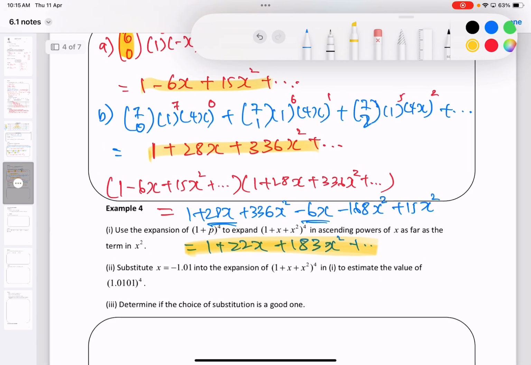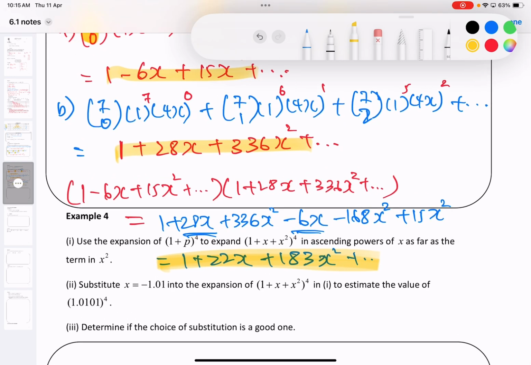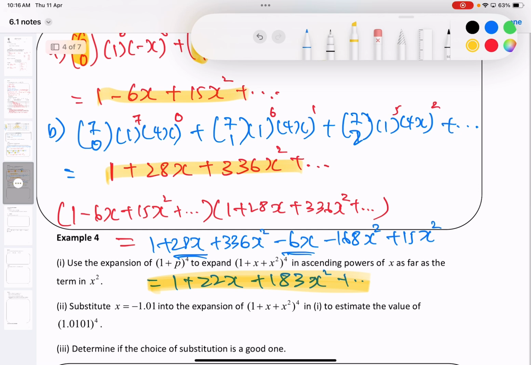So it's a relatively simple question. You just need to do it slowly. I would say binomial theorem is perhaps one of the simplest chapters in A Math. You don't have to write the dot dot dot, because they basically just want you to expand until x squared. The dots just mean that actually there are more terms behind, but we will not penalize you if you don't put the dot dot dot.